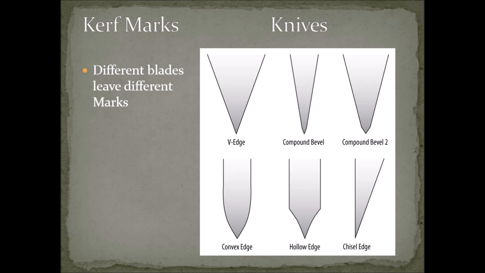But the nice thing about bladed weapons is they will leave a mark on the bone that will correspond with what tool made the mark. These marks are called kerf marks. So different blades will leave different style marks. For example, with a knife, you can have a compound bevel, dual compound bevel, a V-edge, a convex edge, a hollow edge, or a chisel edge. All of these things will define how the knife cuts the bone. You'll see the match in the bone.